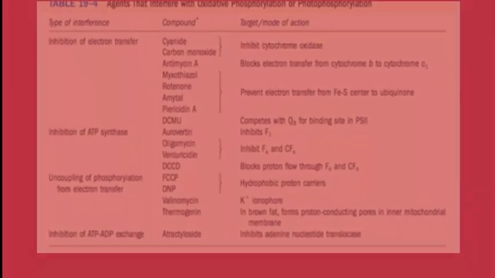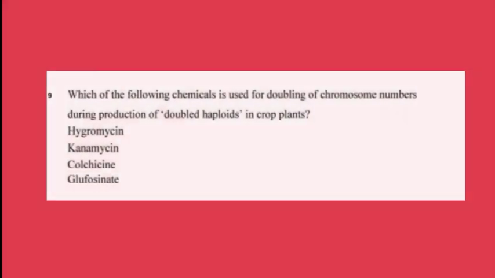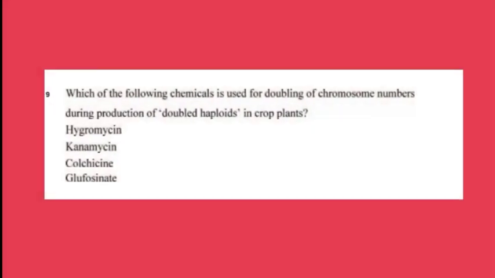Then next question, which of the following chemicals is used for doubling of chromosome numbers during production of doubled haploids in a crop plant? Doubled haploid is a genotype formed when haploid cells undergo chromosome doubling, and for this chromosome doubling colchicine treatment is used. This colchicine makes a doubled haploid. So the answer to this question is option C.